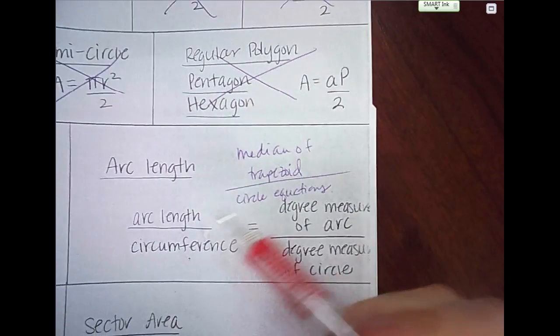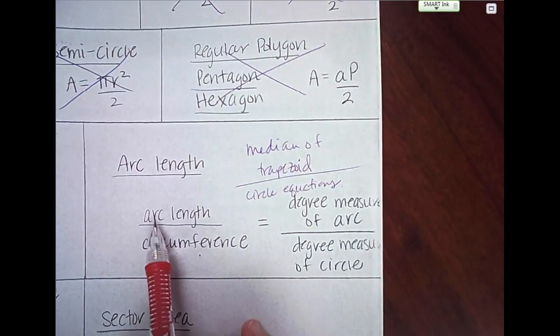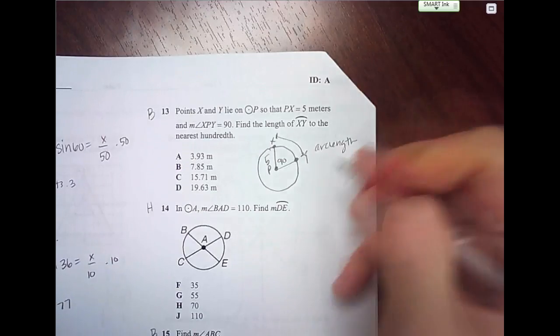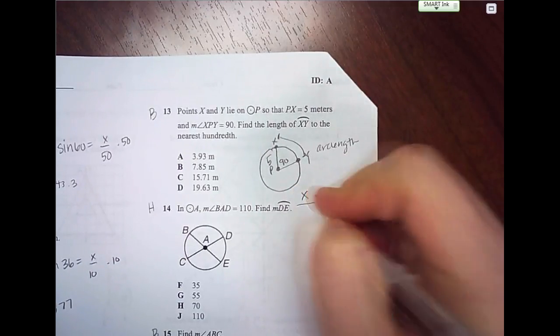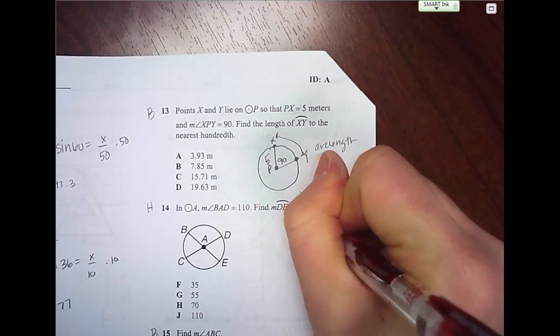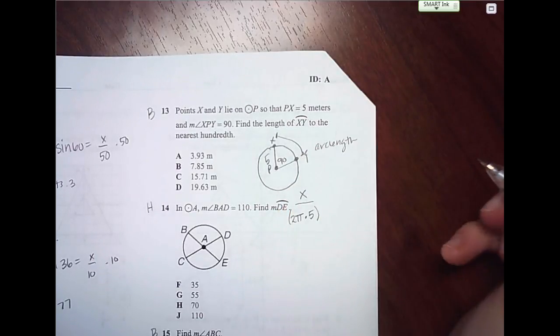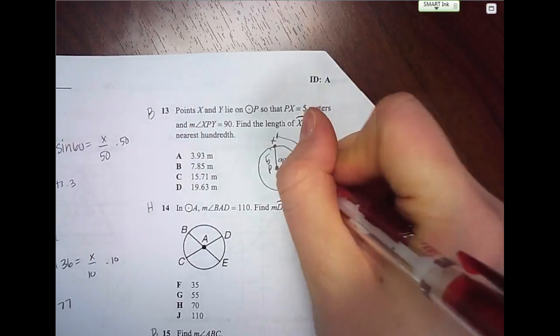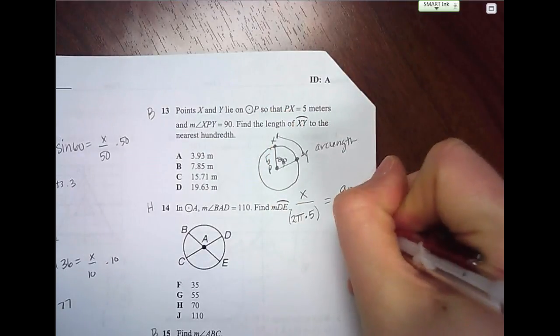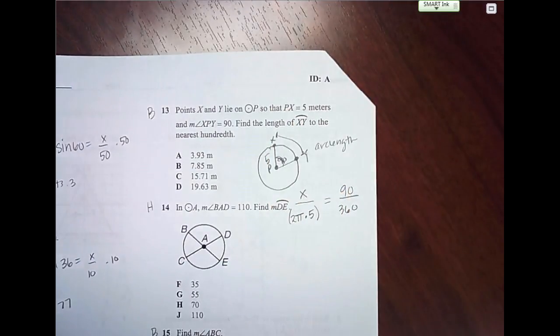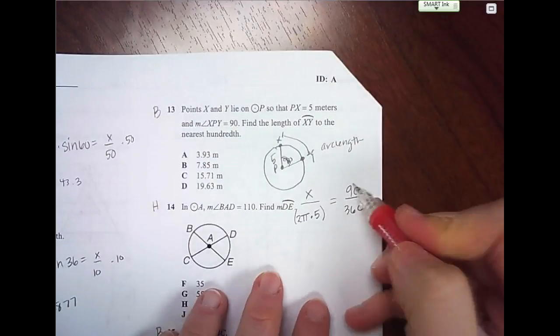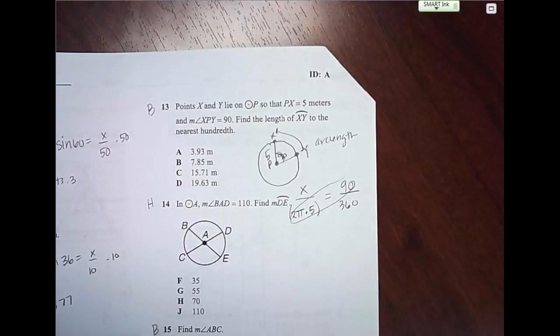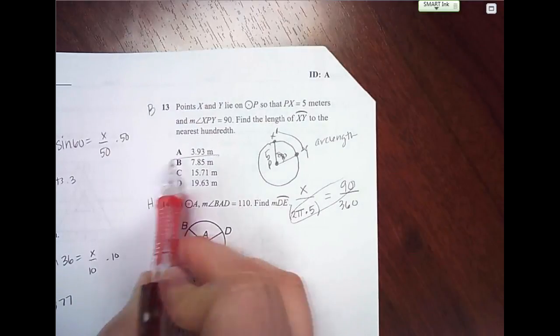Sorry, ignore my handwriting. But so arc length, we're going to do arc length on top. So that's what we're going to find. So we're going to say x over, and then it's circumference. So circumference is 2 pi r, and they gave us that the radius is 5, equals the degree measure of the arc, which was 90. So the degree measure is this angle here, over the whole circle. So all you're going to do now is cross multiply. So I'm going to multiply these two together. So 90 times 2 pi times 5, and divide by 360. 7.85 meters.